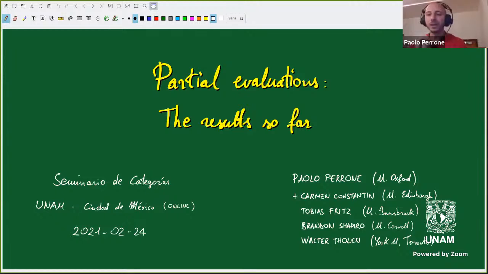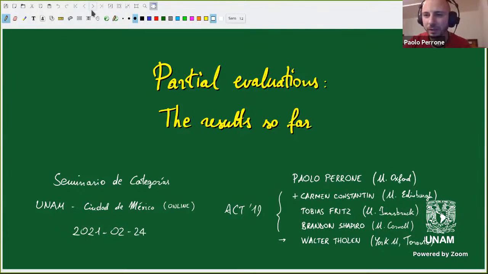Okay, so I'm going to talk about partial evaluations, and let's jump right in. Let me just say this is joint work with a bunch of people that I've put here. So I'm going to talk about some of the things we have figured out with a subset, these people, at the Applied Category Theory School of 2019. The paper is in the abstract, and some more modern work that I've been doing with Walter Tholen.